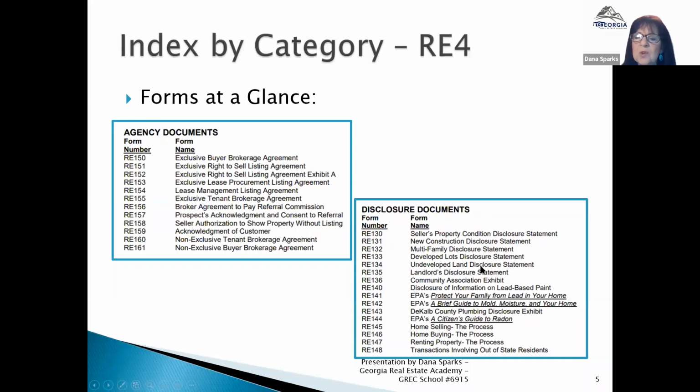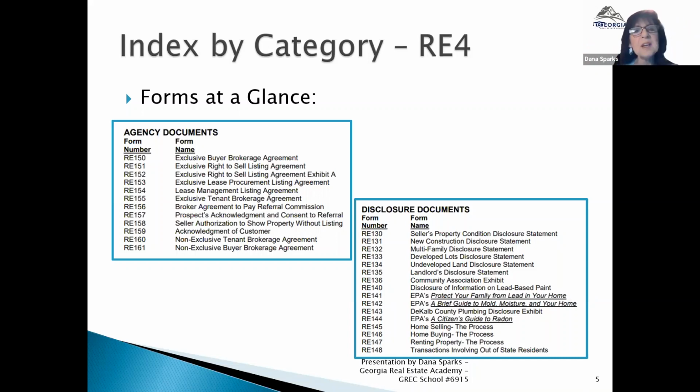Multifamily disclosure, developed lots disclosure, undeveloped lots disclosure. Landlord disclosure statement, that's if you're working with the landlord and there's a tenant. Disclosure of information on lead-based paint, the lead-based paint pamphlet. You can also get those at epa.gov. A guide to mold and moisture. If you are working in DeKalb County, it has its own plumbing disclosure exhibit. Here's a guide to radon. Here are some generic forms. Home selling, the process. Home buying, the process. Renting property, the process. Transactions involving out-of-state residents.